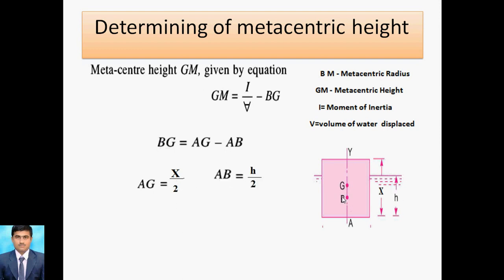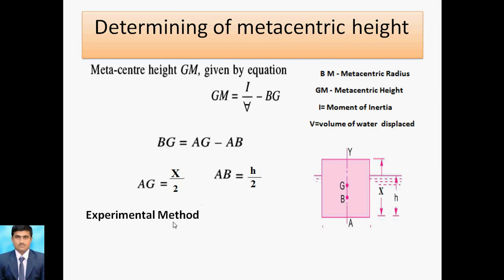That's why AB is equal to h by 2. So AG is x by 2, AB is h by 2, and after calculation of AG and AB we can put the value of BG over here. I can be calculated from the shape, V is the volume, and after that we can get the value of metacentric height. So this is the procedure for finding out the metacentric height.